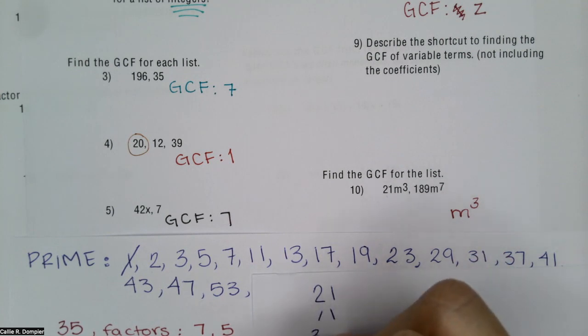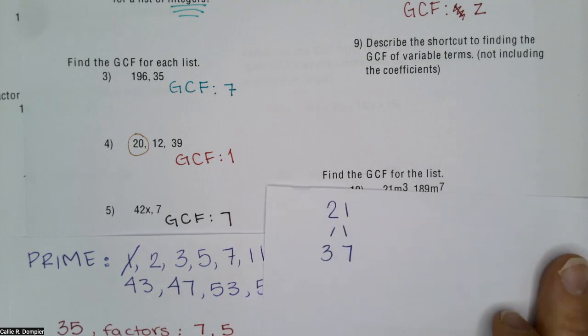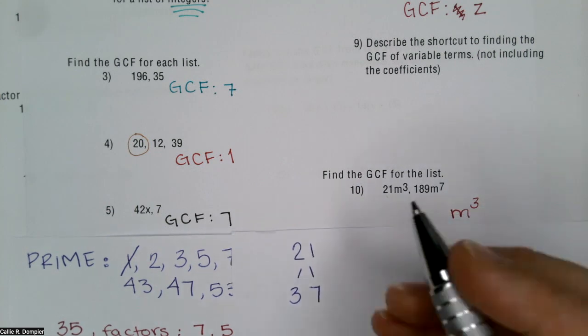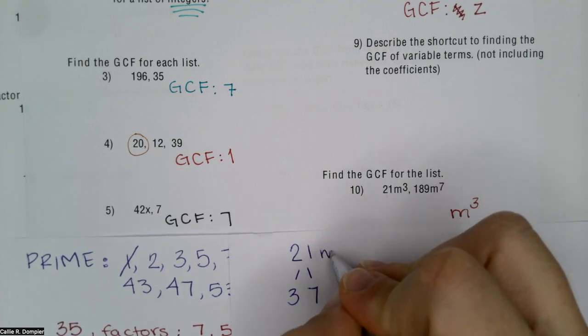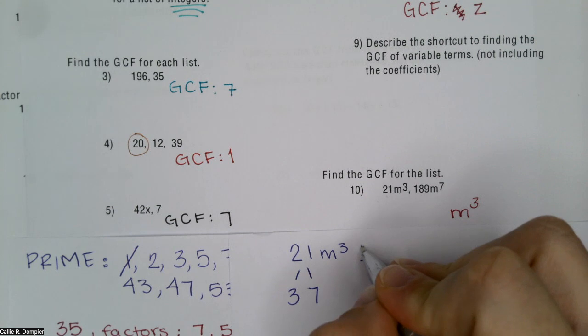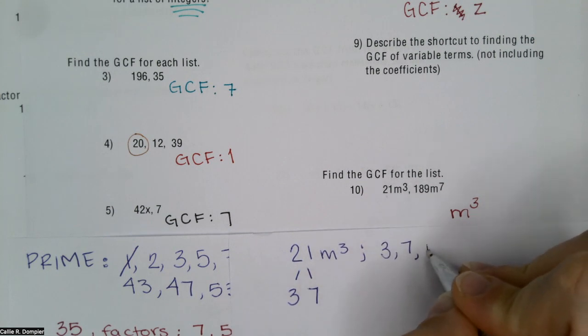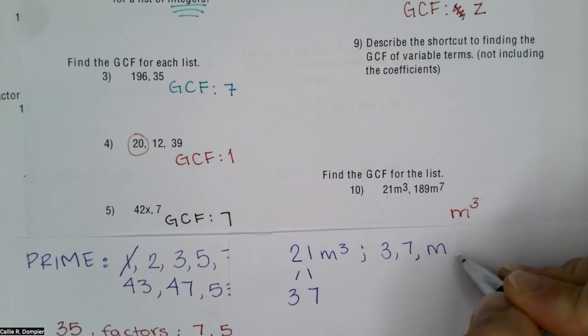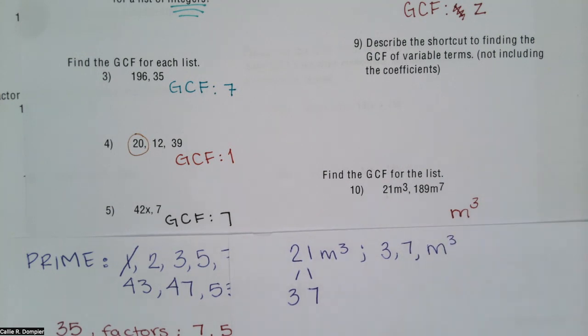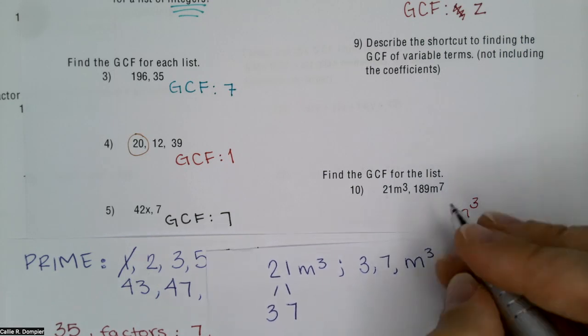21 becomes 3 times 7, right? So the factors of 21 are just 3 and 7. The factors of 21, m cubed. The factors are just 3, 7, m cubed, m squared, m to the first, right?